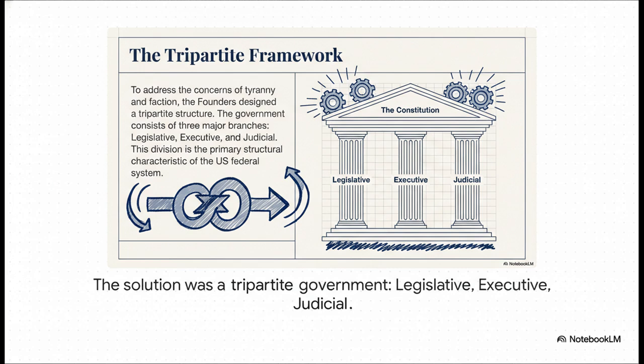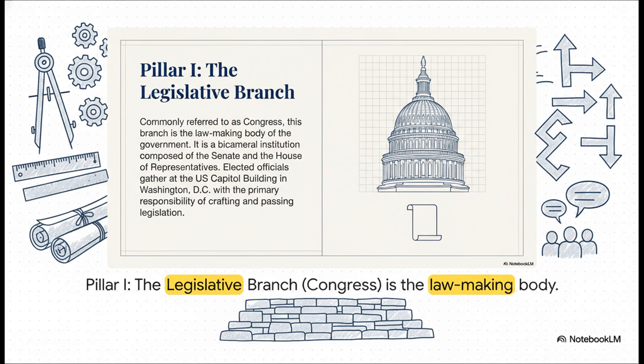So let's break down what each of these branches actually does. First up, Pillar 1, the legislative branch. You probably know it as Congress. These are the folks who actually make the laws. You can think of them as the architects, literally drafting the blueprints that shape our society.